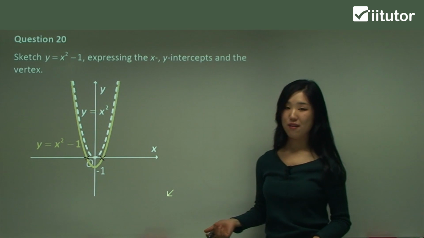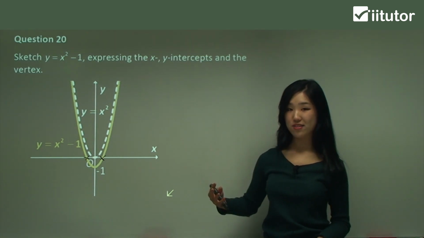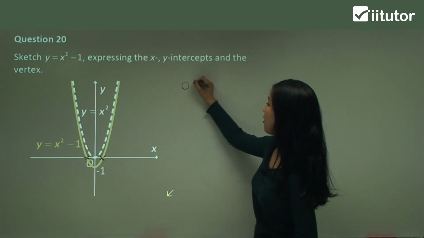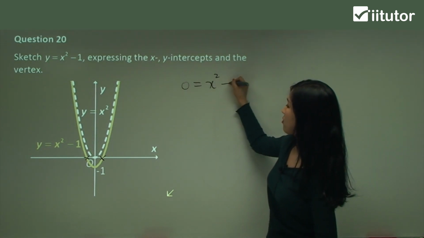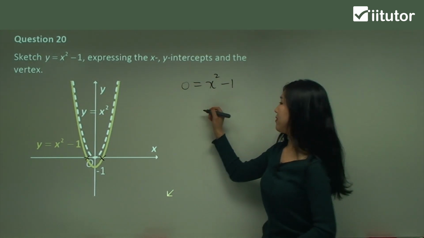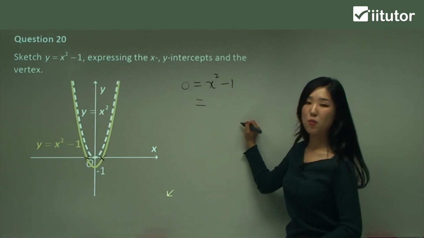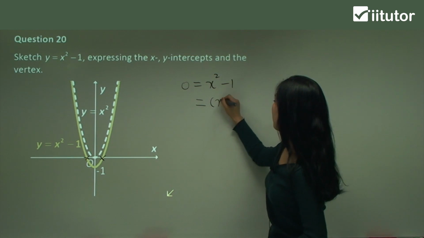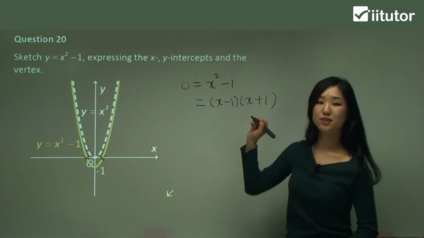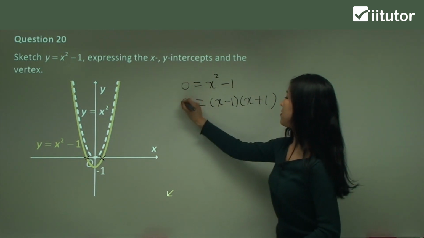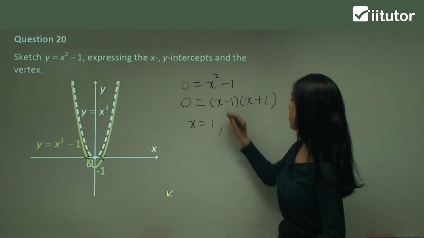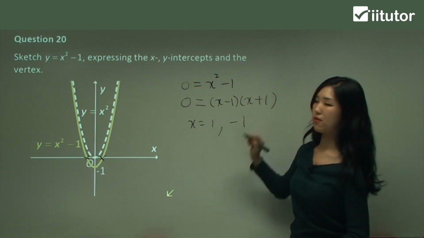How do we find these two? Well, like the straight line graphs, to find the x-intercepts, we let y equals 0, don't we? So I'm going to go ahead and do that. So let y equals 0. So 0 equals x squared minus 1. Let's factorize this, guys. X squared minus 1 is x minus 1, x plus 1. Difference of 2 squares. If that's equal to 0, what's x? X is positive 1 for this one, and x is negative 1 for that one.